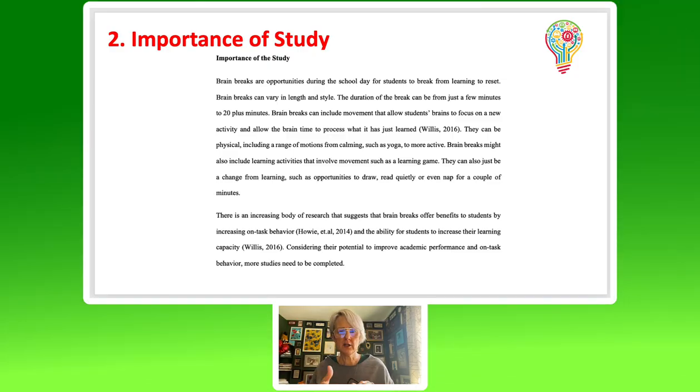You can see it goes on: an increasing body of research suggests this, right? So having the background there is important. Considering their potential to improve academic performance and on-task behavior, more studies need to be completed. So they're saying, hey, we need to study this, right? This is important, brain breaks. So that's your second section.